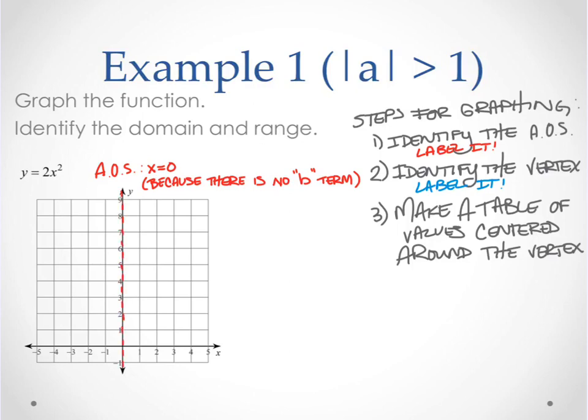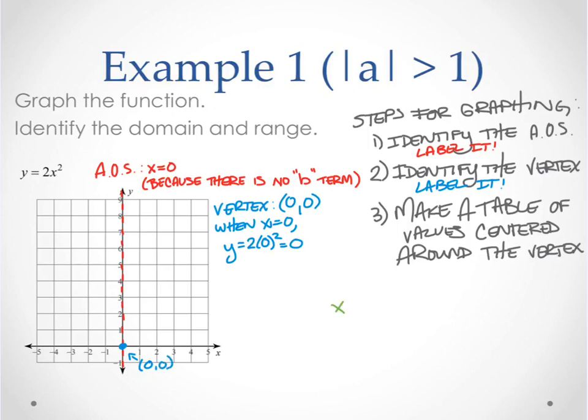The vertex, to find the vertex, remember the vertex is the point that is on the axis of symmetry. So we want to plug in that value for the axis of symmetry into the equation to find out what the y coordinate is of the vertex. So for the vertex, plug in x equals 0 because our axis of symmetry is 0. Find out what y is. Y is also 0. So the vertex is the point 0, 0. Label it. Plot it.